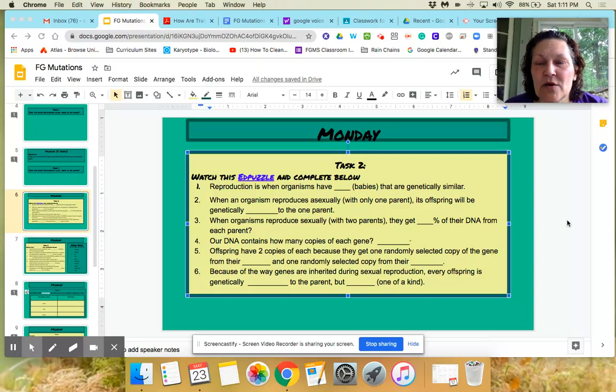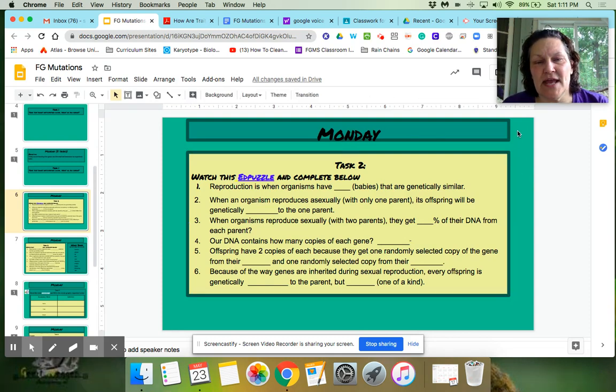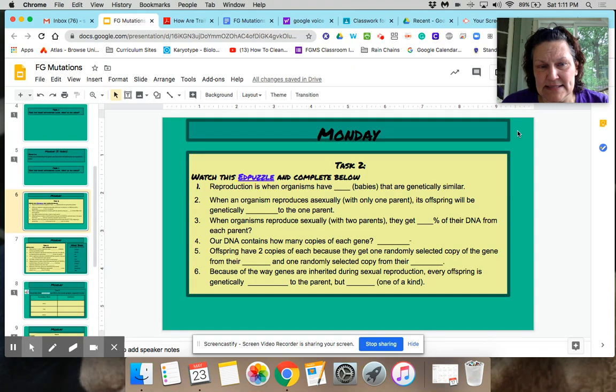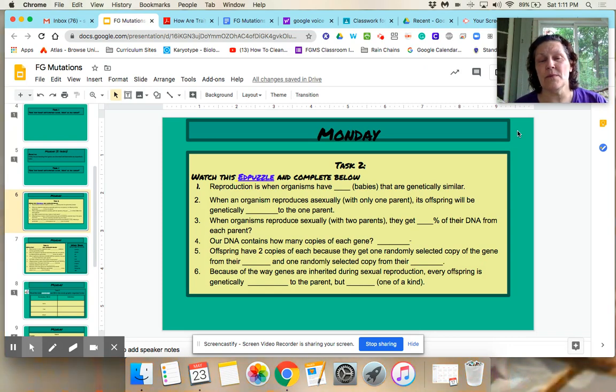Hi, we're back, and I want to briefly go over the EdPUZZLE questions that you did yesterday in class. So, this EdPUZZLE was about how traits are passed on from parent to offspring.